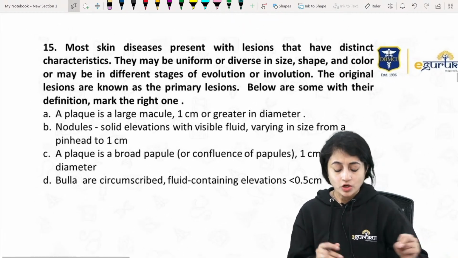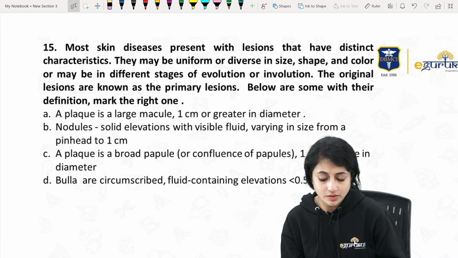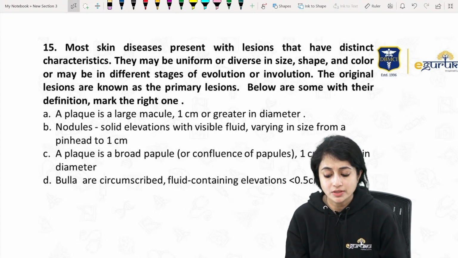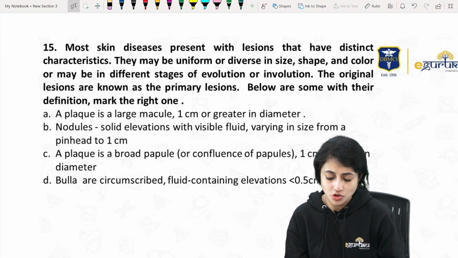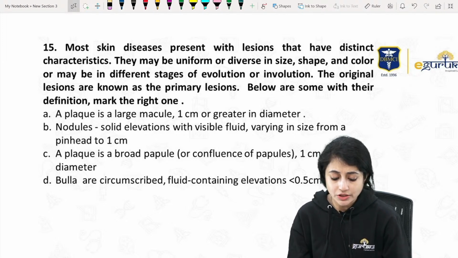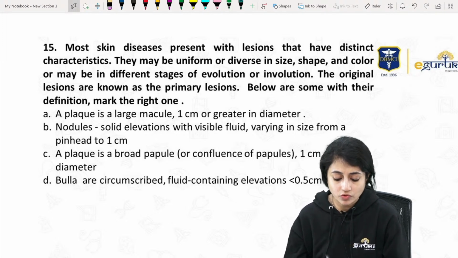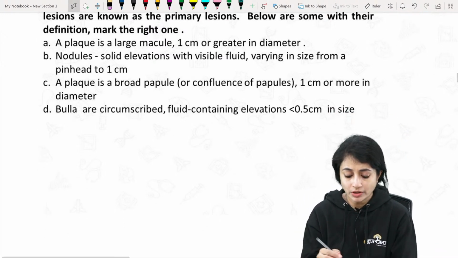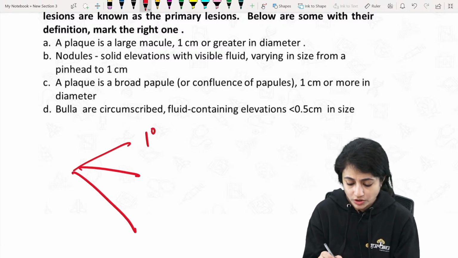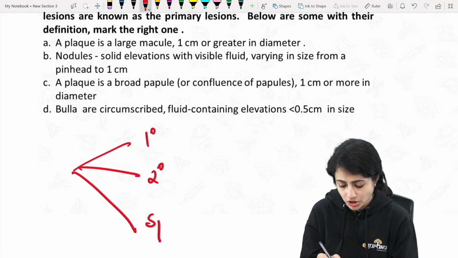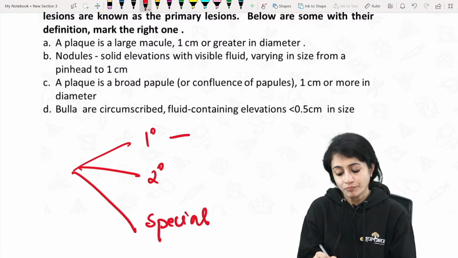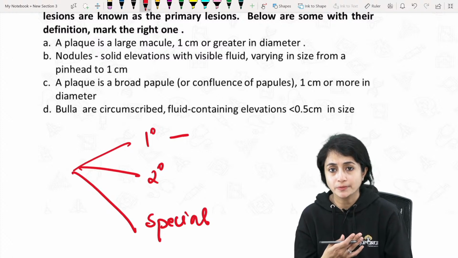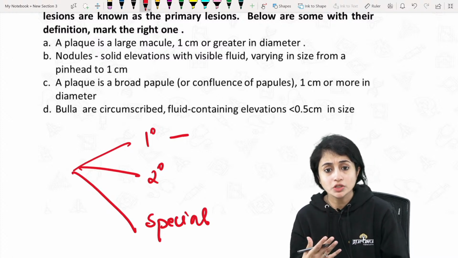Next, most skin lesions or diseases present with lesions that have distinct characteristics. They may be uniform or diverse in size, shape and color, or may have different stages of evolution. The original lesions are known as primary lesions, and you have to mark the right one here. So what are primary lesions? Whenever we talk about dermatology basics, there are three kinds of lesions: primary skin lesions, secondary skin lesions and special skin lesions. Primary skin lesions are those which appear originally, the first lesions to appear.